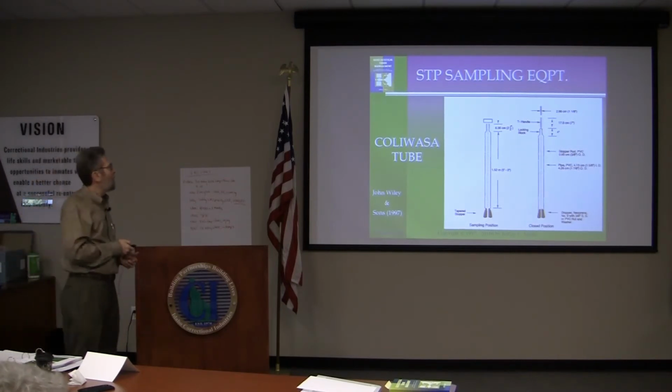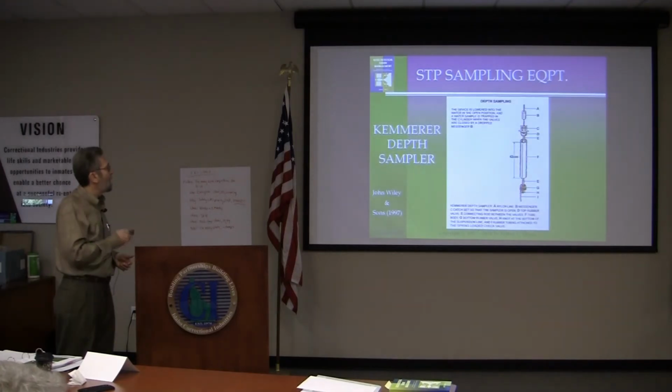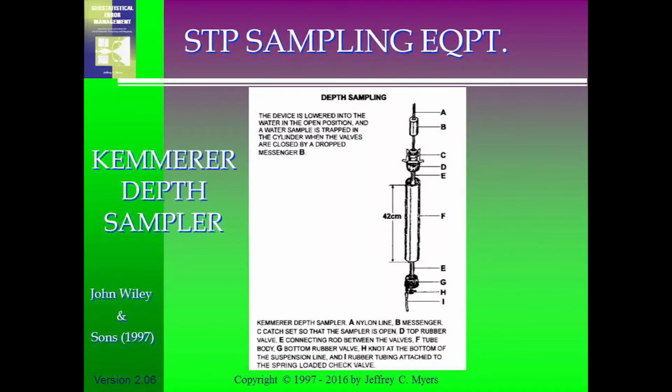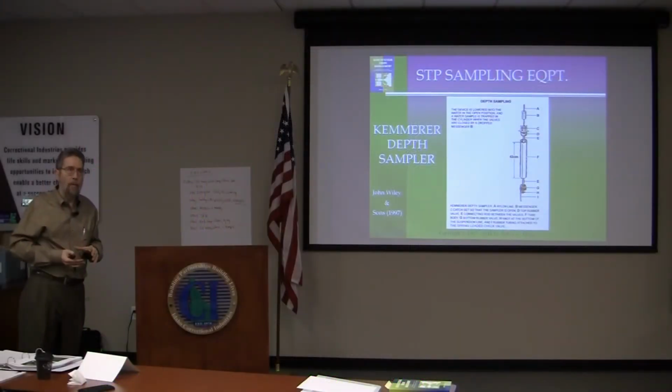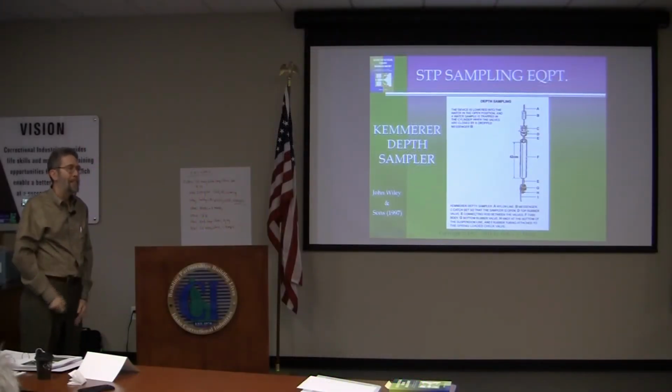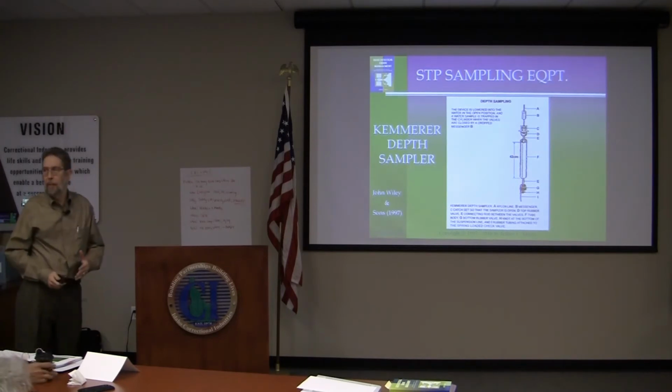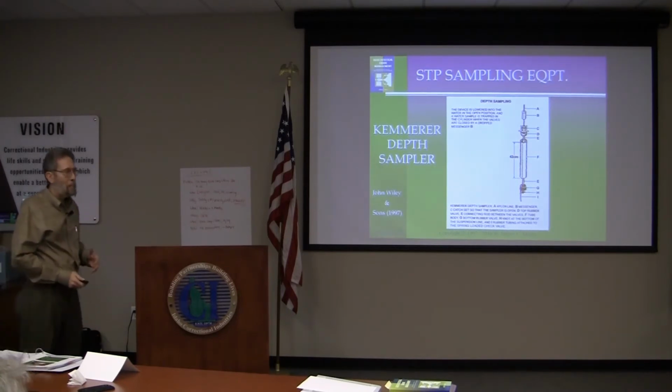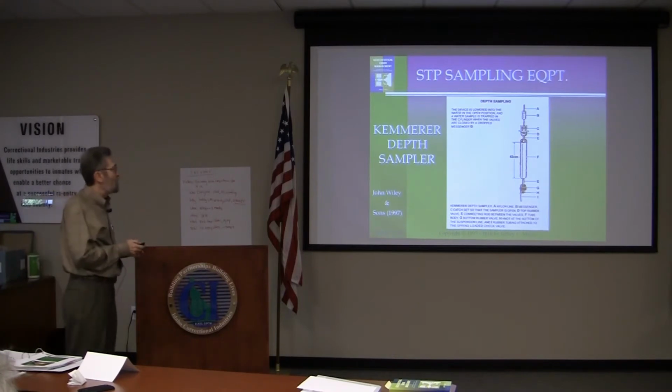There's another one, I forget if I have the slide. Yeah, Kemmerer sample depth. This is a correct sampling device. You lower it to the depth in a lake, a stream, whatever. You take the plunger and you cap it, and you get an undisturbed sample of exactly that elevation. Now, there's nothing wrong with this. The problem is it's a pain. You have to do it over and over. It's kind of an expensive deal. However, it is correct.